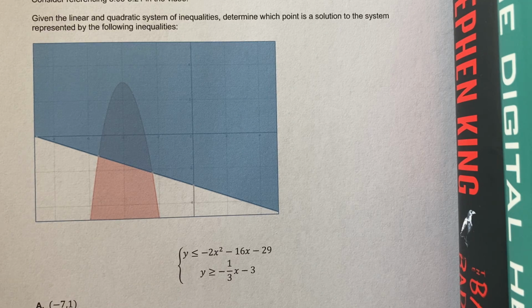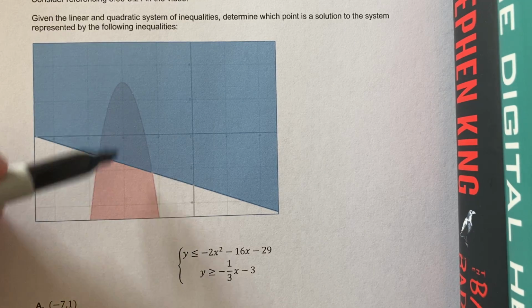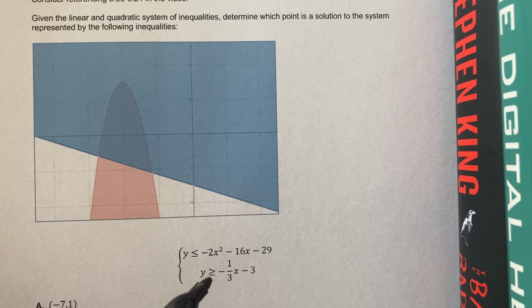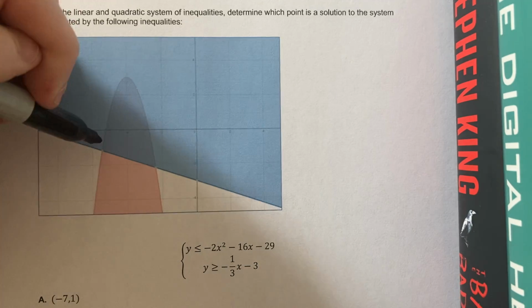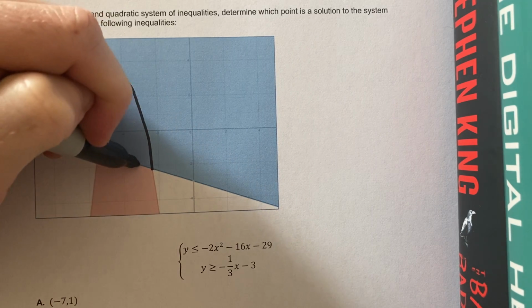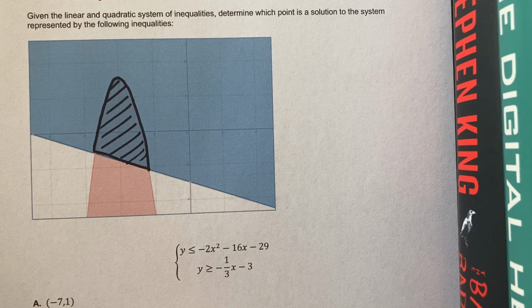They already graphed it. Our whole goal is to figure out where a solution to the system is going to be. So once again, a solution is going to be where both of my shadings overlap. As you can tell, my quadratic here is a less than or equal to symbol, so it's shaded inside of my quadratic function. And then my linear function right here is in blue, and it's greater than or equal to, so it is shaded above the line. So after we get done shading, we see that this is the common area where both of our shadings overlap. So I'm going to make that stand out a little bit more on my paper here. All right, so basically any point that I can find in this black shaded area is going to be a solution to not only the quadratic, but also to the linear function.